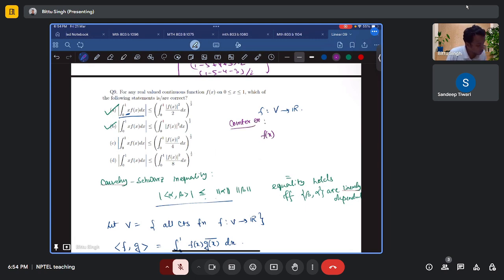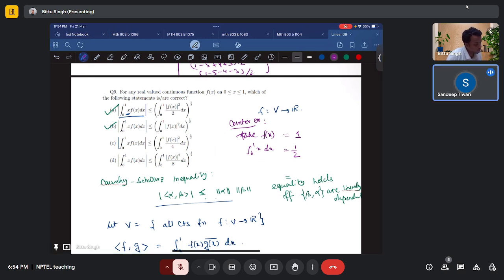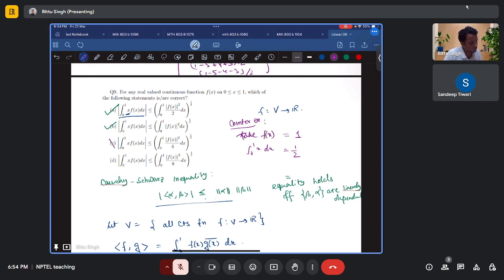We don't know yet. So take f(x) equal to x. So if we take this, then f(x) equal to 1, suppose. Then integral from 0 to 1 of x dx. This is actually half, right? But it will not work. Yes, so those two are not working.